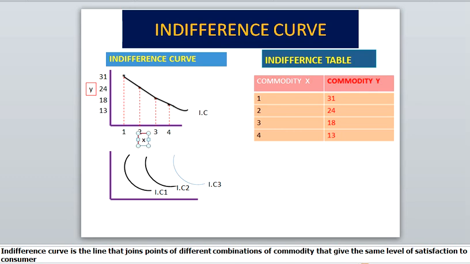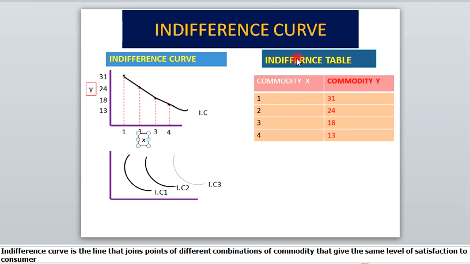What is indifference curve? Indifference curve is the line that joins points of different combinations of commodity that give the same level of satisfaction to consumer. It is pertinent to note that indifference curve is derived from indifference table or its schedule. What is indifference table or schedule? Indifference table is a table that shows combinations of commodity that give the same level of satisfaction to consumer.